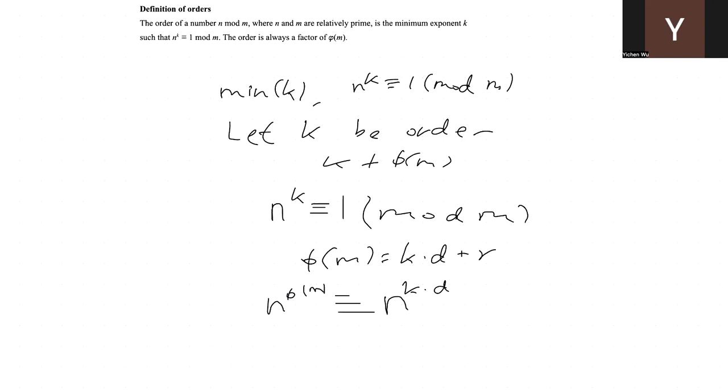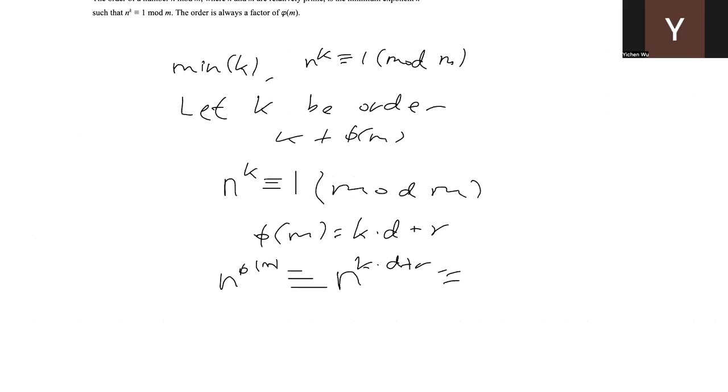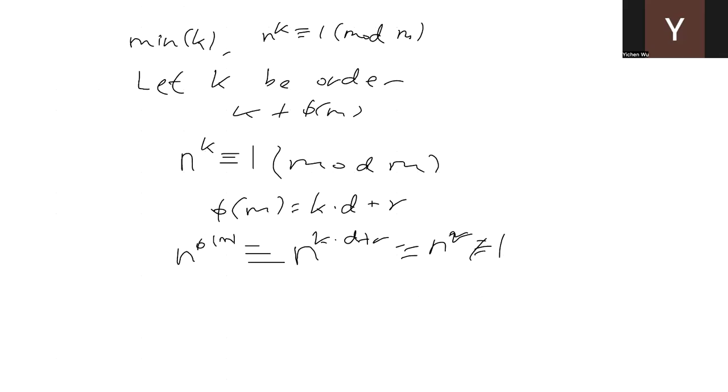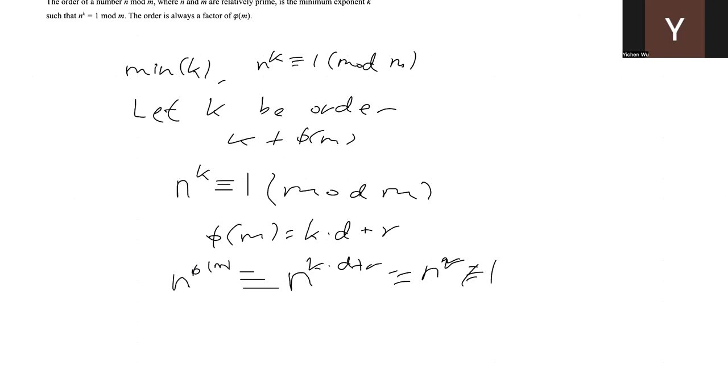So over here, this is just congruent to n to the r. Now here, because we assume that k is the order, this means that this r is less than k because r takes the remainder when we divide phi m by k. But this n to the r cannot be equal to 1, or else this contradicts with our statement here. So basically, this is saying that n to the phi of m is not congruent to 1 mod m. But this is not allowed because that's literally saying that Euler's theorem is not true, but it is true. So this is why the order k must be a factor of phi of m.